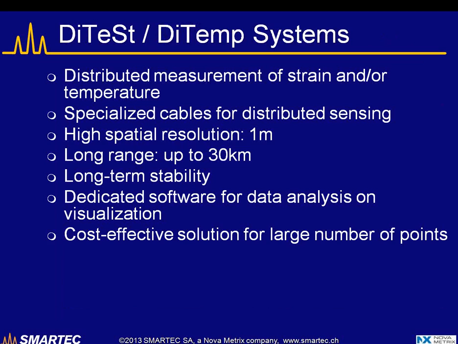We offer two main sensing systems called DiTemp and DiTest, and they allow the measurement of distributed strain and temperature together with specialized cable for distributed sensing as well. Typically we can measure with a spatial resolution of 1 meter, meaning that measurement is possible every meter, with a measurement range that can reach 30 kilometers.